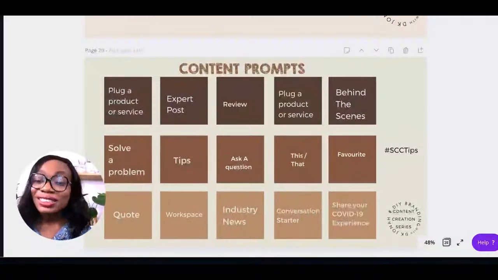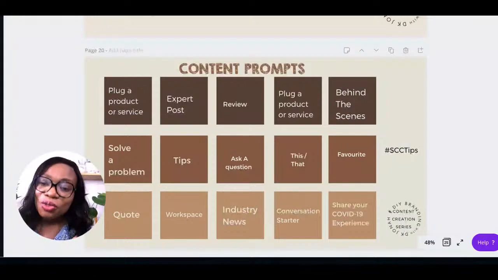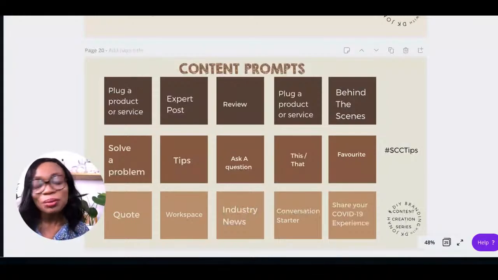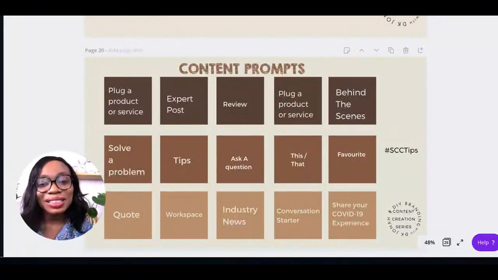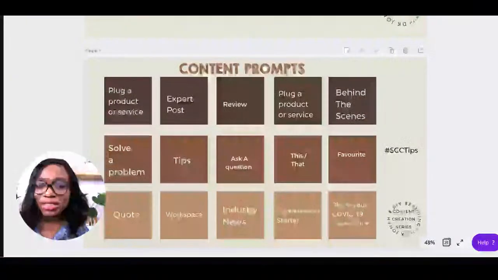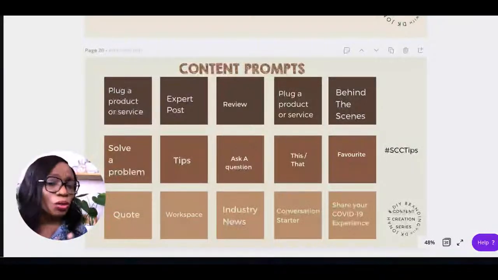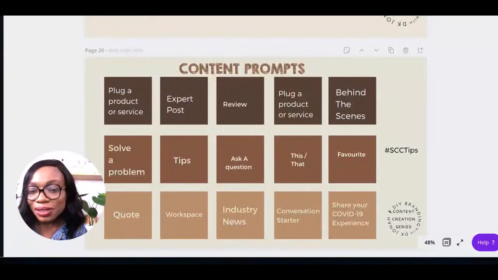Show us behind the scenes. Rosemary, I want to see a behind the scenes of you filming for your YouTube channel. Show us how you're doing your TikToks. Take us behind the scenes. Let's get excited about what you do before you start filming. Solve a problem somebody has. Share tips. Ask a question. Do a this or that post.